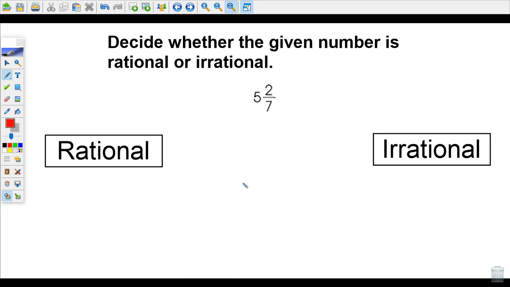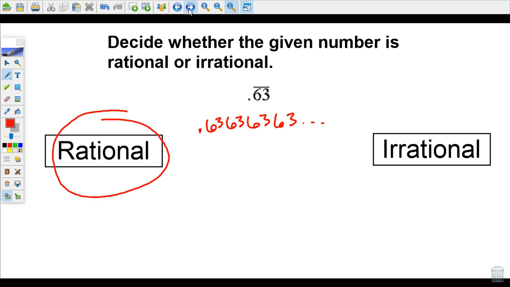5 2/7. It's a mixed number. It could be written as a fraction. We could do 5 times 7 plus 2. That'd be 37/7. Rational. Positive 6.63 repeating. The 6 and the 3 repeat over and over again. If we were to extend this decimal, it would look like this, where the 6, 3 just keep repeating. Repeating decimals are rational numbers.